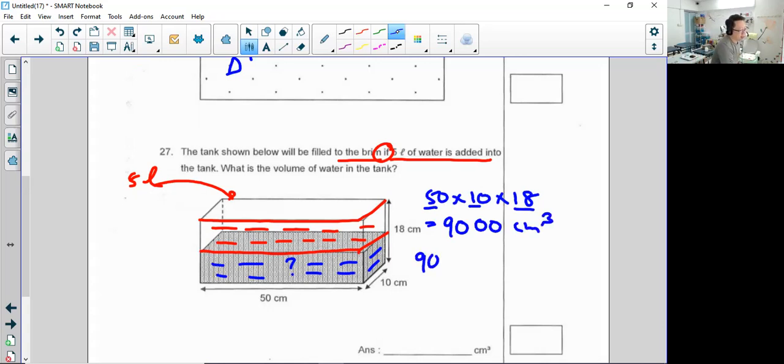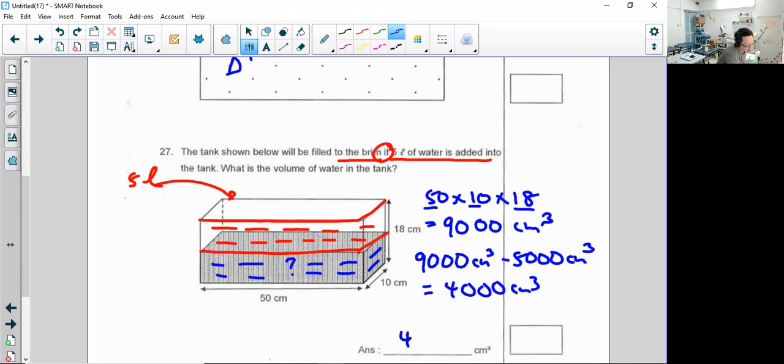So what is the water inside? So you take 9,000 cm cube and you throw back the 5 liters. All right, put back the 5 liters, which is 5,000. Before you can plus or minus, you will need to make sure the units are the same. So it means that there is 4,000 centimeter cube of water inside the tank, right? At the beginning. And then if you pour another 5 liters, what will happen? The tank will be totally filled to the brim. So your answer is 4,000 centimeter cube.